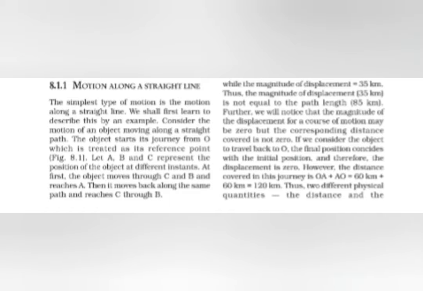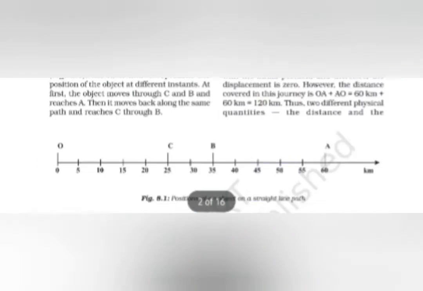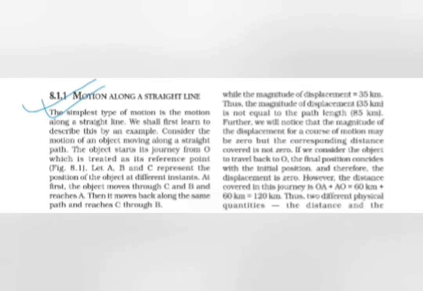Now, our next topic is motion along a straight line. It is a very simple topic, but most of the students find it very complex. Believe me, there is nothing in this page. You'll find it a very easy topic. So let's just look at it. Basically, it is trying to tell us the difference between distance and displacement. What do we mean by distance and what do we mean by displacement?